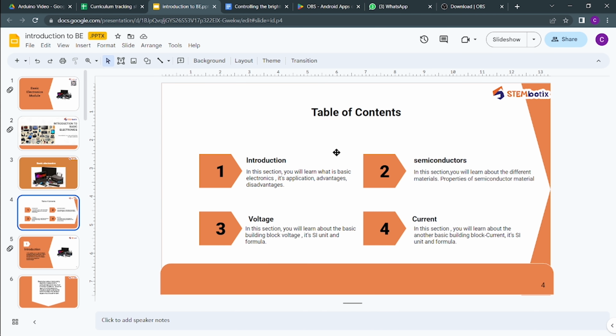So here the flow of today's session is that I have divided this into four categories. This is our table of contents. First we'll see the introduction. In this section, you'll learn what basic electronics is, its applications, and advantages and disadvantages, and then we'll move forward with semiconductors. In this section, you'll learn about the different kinds of materials in the market, and basically we will focus on semiconductors, which are the semiconductors and their properties. Then we'll move forward with voltage. And in the end, we'll see what current is and the basics of voltage and current.